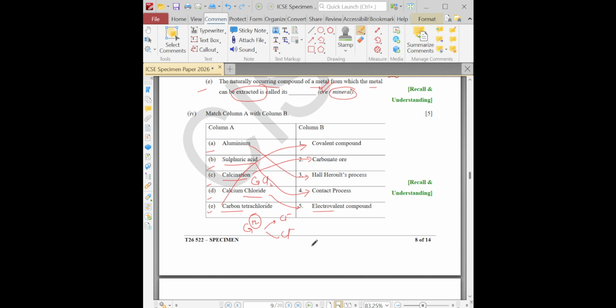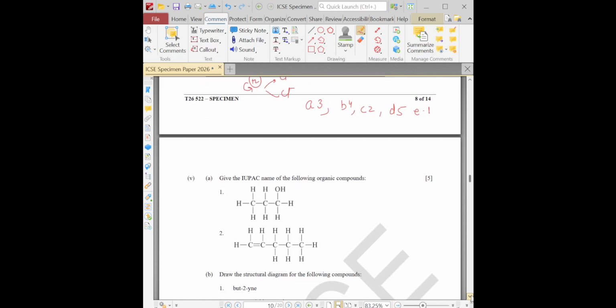So the answer will be, if it is A, then for A it is 3, right? Then for B it is contact process, 4. So this is how you're going to write. C it is 2, okay, then D it is 5, and then E it is 1. So this is how you mention. Otherwise you can write the same in front of the options, but this saves your time. But while writing you have to be cautious, don't make mistakes, okay.